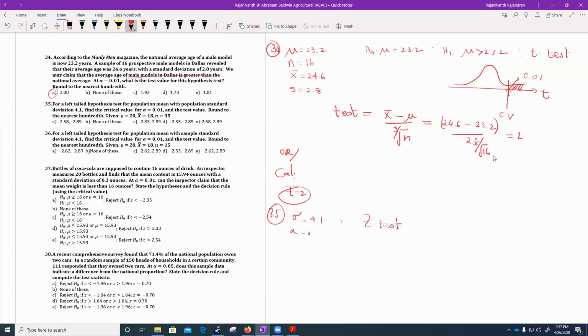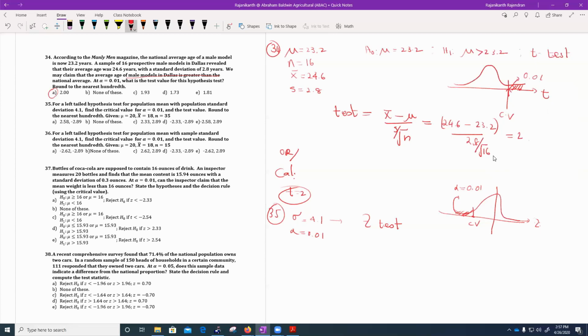Okay, so alpha is now 0.01. So the question is now a left tail test. So you need to look at now left tail test. This is going to be our alpha now. So this is the critical value. So now alpha for this problem is 0.01. So this is now z.